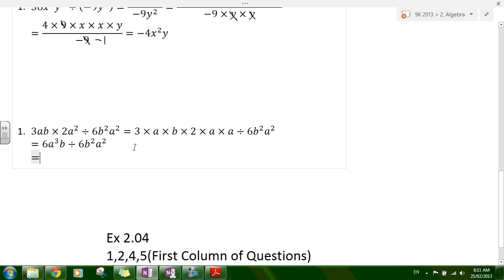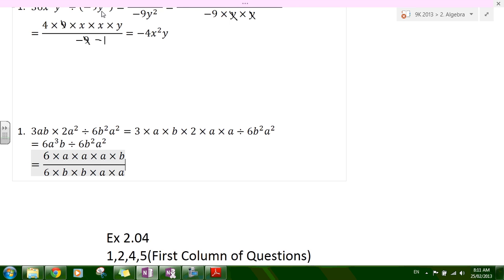Okay, so equals. Now if I write it as a fraction, that's the first thing that I can do. And I'll write it out expanded as well. So we'll do 6 times a times a times a times b over 6 times b times b times a.